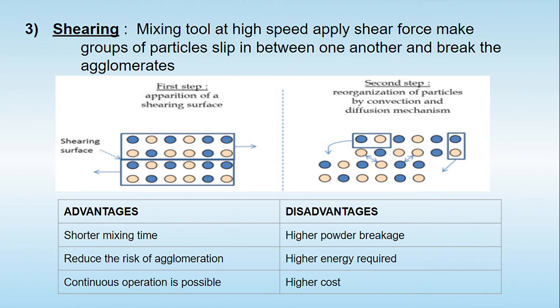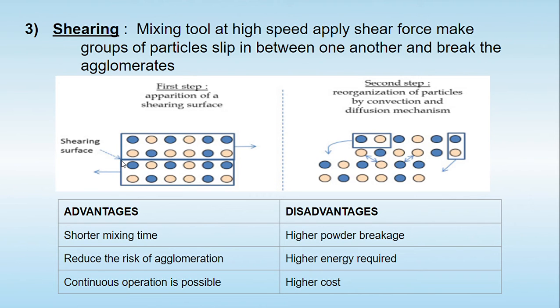The third mechanism is called shearing. Shearing means we are going to apply a certain force. So here we are again using a mixing tool which rotates at a very high speed, and that will apply shear force to make groups of particles slip into one another and also help in breaking the agglomerates. As shown in the diagram, in the first step we are going to apply the shearing force. Look at how these particles are unevenly distributed.